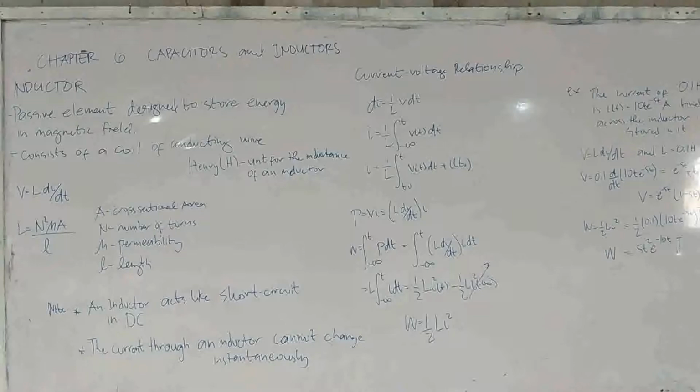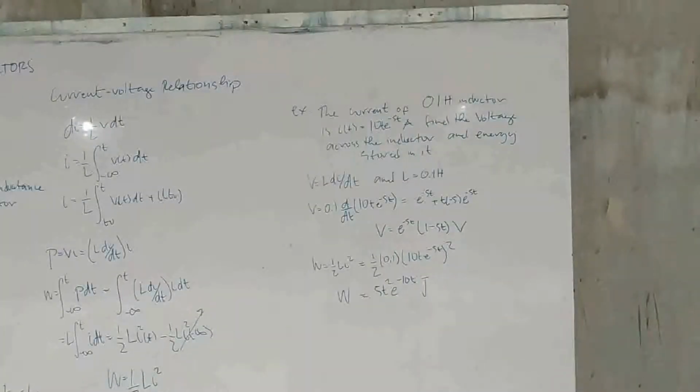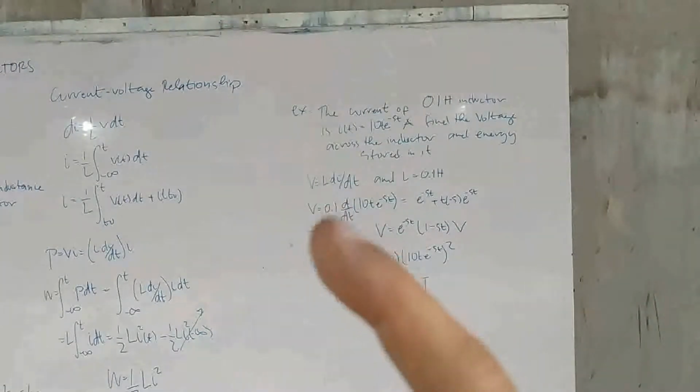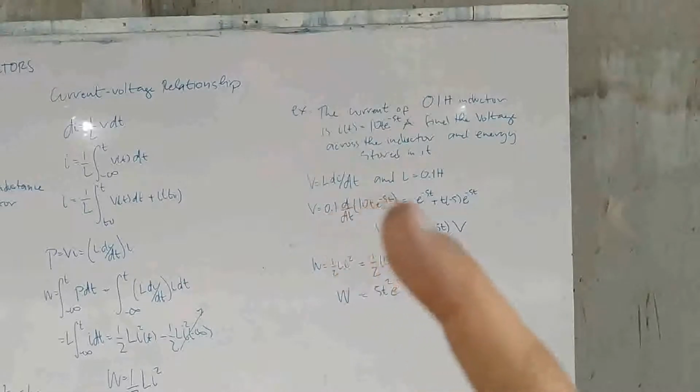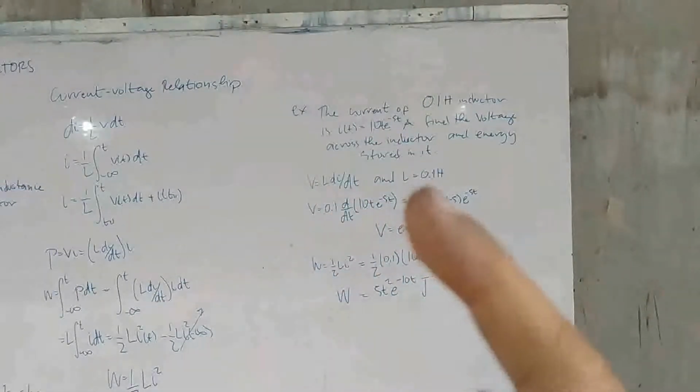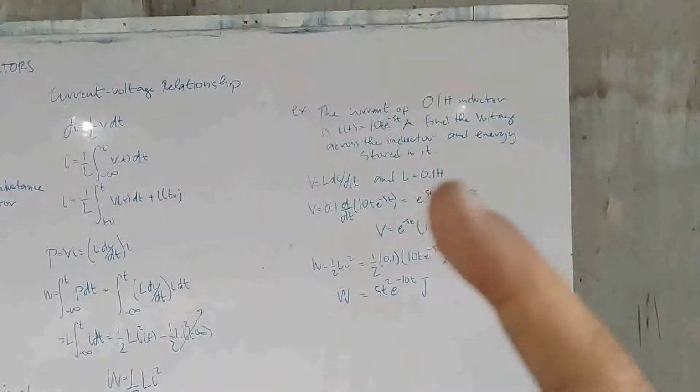So for a sample example, the current through a 0.1 henry inductor is 10t e to the negative 5t. Find the voltage across that inductor and the energy stored in it. We have the formula v equals L di dt, and the given inductance of the inductor is 0.1 henry.